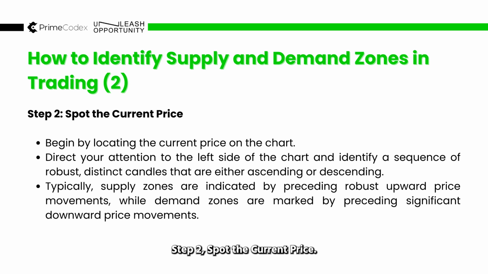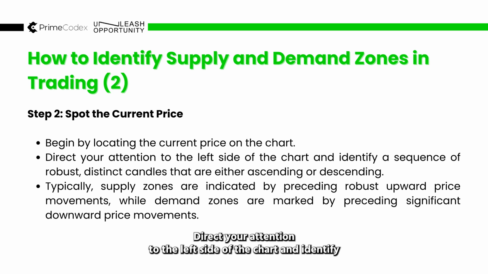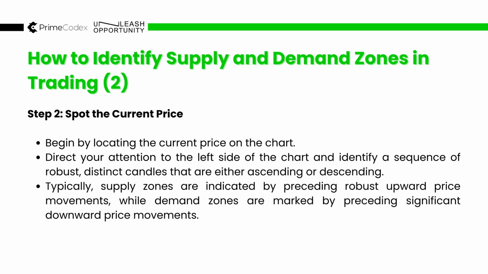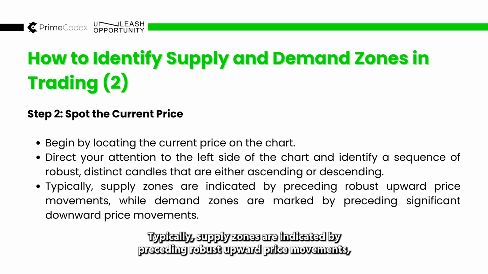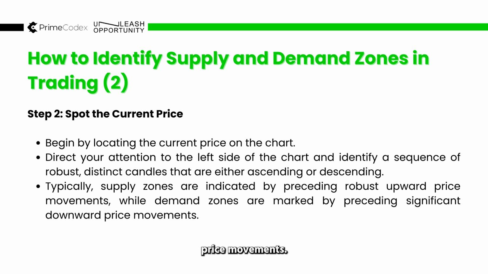Step 2. Spot the current price. Begin by locating the current price on the chart. Direct your attention to the left side of the chart and identify a sequence of robust, distinct candles that are either ascending or descending. Typically, supply zones are indicated by preceding robust upward price movements, while demand zones are marked by preceding significant downward price movements.